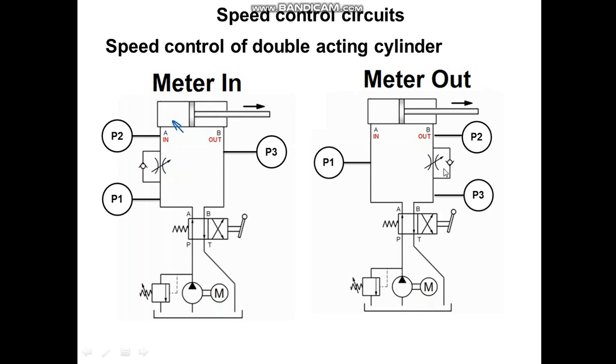But if you see the meter out circuit, P1 will be set according to the pressure rating of the pressure relief valve and the load acting on the cylinder. However, P2 depends on how much this flow control valve is kept open; depending on that, we can calculate P2. And if you consider P3, the P3 line is connected to the tank, so P3 will be equal to 0. What happens here is that because of the restriction of flow from the flow control valve, more pressure will be created over here.